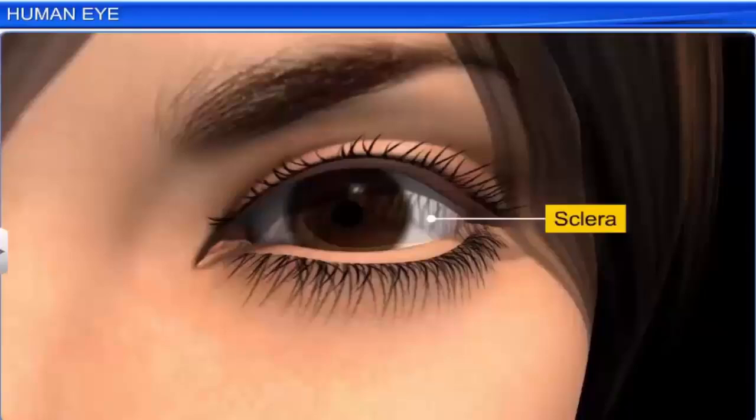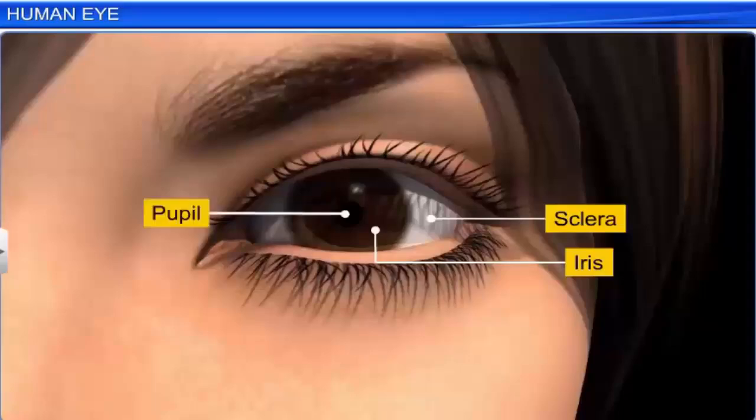The circular colored part is called the iris. The color of the eye is determined by the color of the iris. The central transparent area of the iris is called the pupil. The iris works like the shutter of a camera.